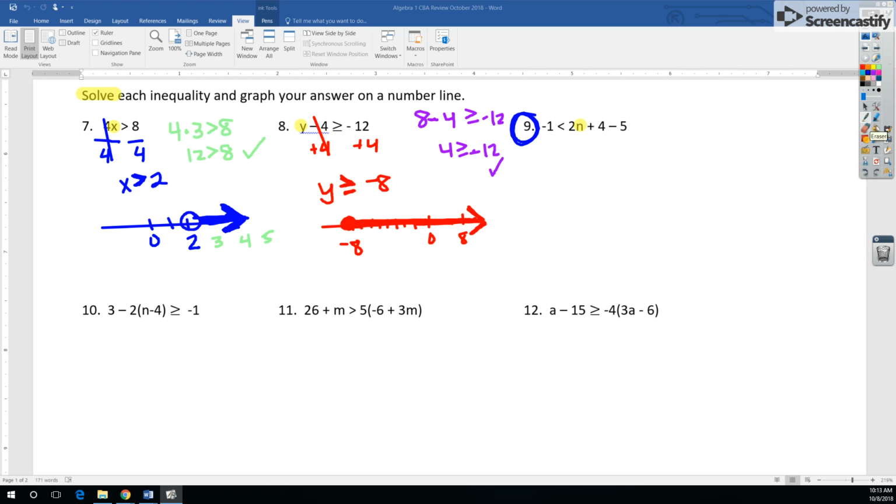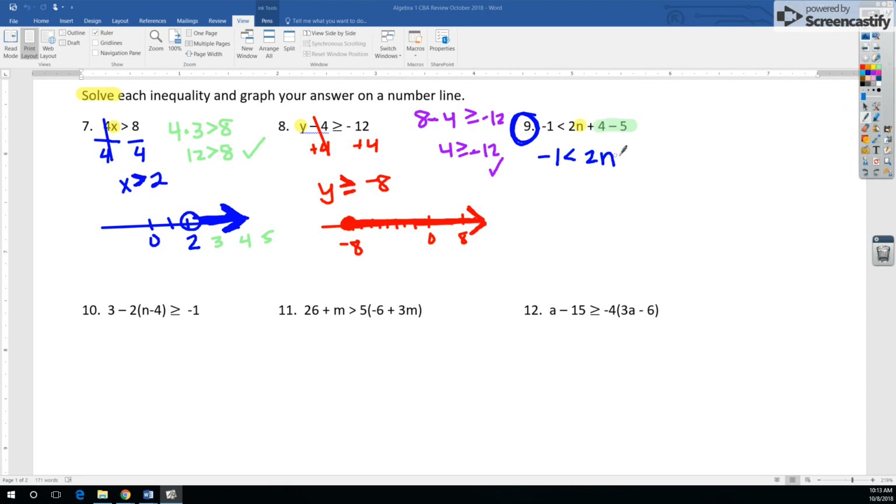All right, picking up where we left off with number 9, like I was saying at the end of the last video, this one is going to be a little bit different because the n is on the right side of the inequality. So we're going to solve it the same, just going to interpret our answer a little bit different. So 2n, and then we're going to combine our like terms right here.